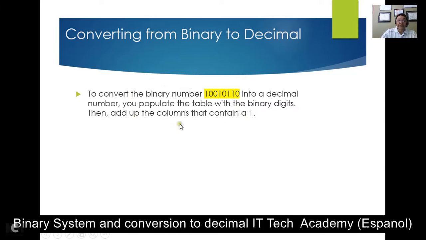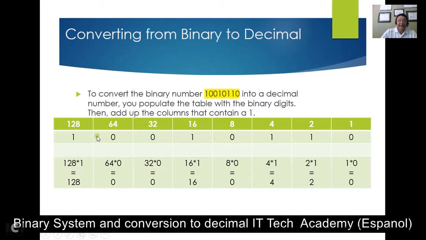So the first thing that we had to do is get the number that we want to convert to decimal, and then we just populate that number into our table. So this number, we put it in the table using the 8 different columns that we have. And after that, what we had to start doing is multiplying the number that we have in our table by the value.